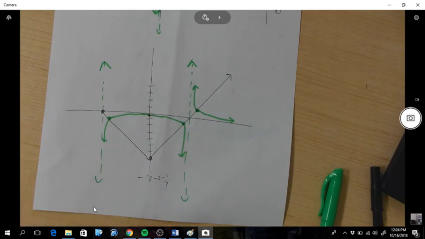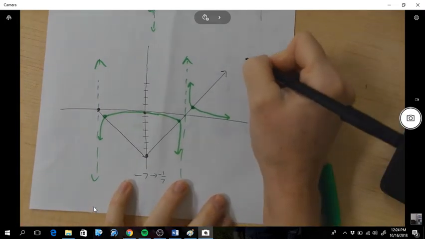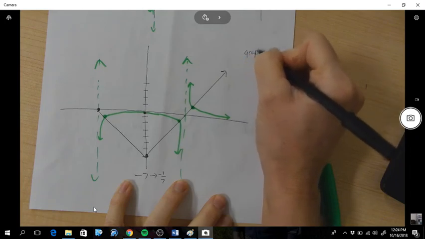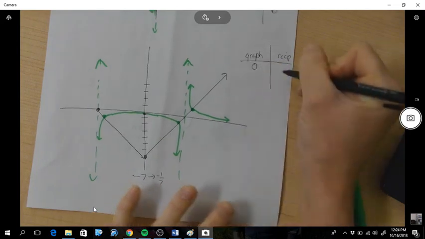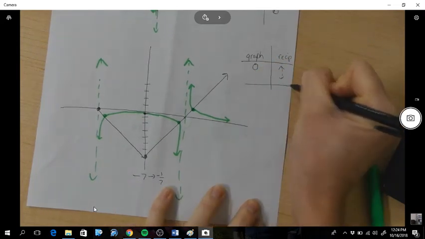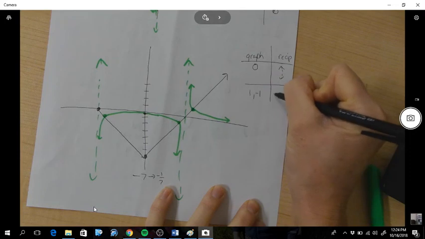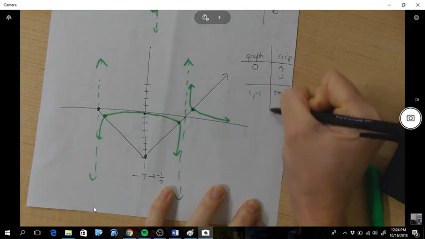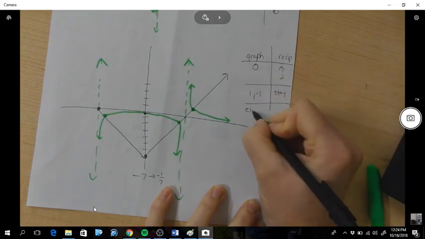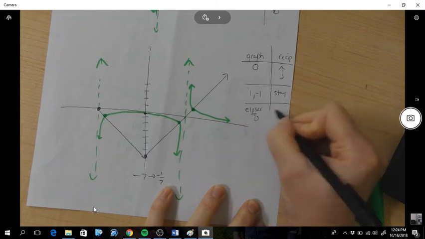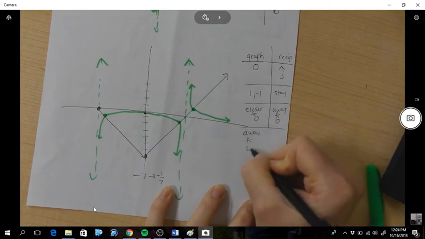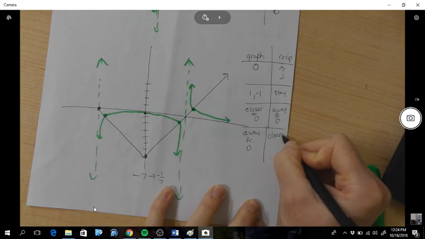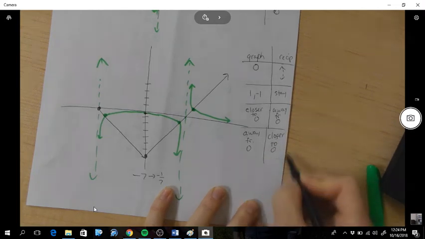So again, recapping, if your graph is 0, you draw an asymptote. If your graph is 1 or -1, you draw the same point. Closer to 0, you go away from 0. If you're away from 0, you go closer to 0. And that's the gist of it.